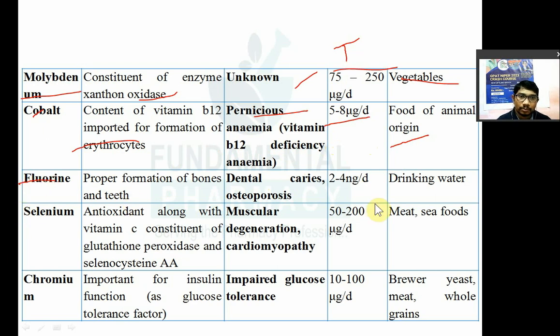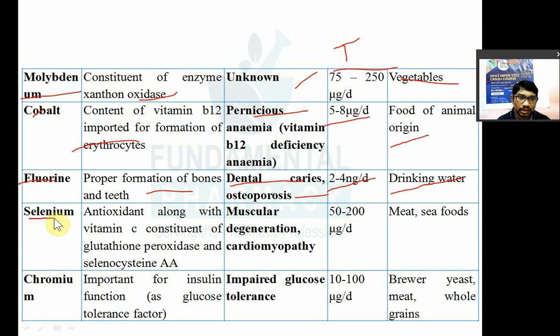Fluorine, proper formation of bones and teeth. Fluorine is required for proper formation of bone and teeth. So deficiency is dental caries. Enamel खराब हो जाएगा. Osteoporosis. 2 to 4 nanogram per day is required, क्योंकि ये toxic होता है. It is found in drinking water.